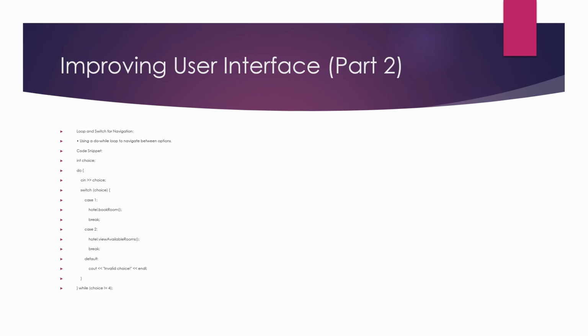To handle user input, we use a loop and switch statement. This allows the program to continually display the menu and take input until the user chooses to exit the system. It also ensures that the user can make choices easily and get the appropriate response from the system.